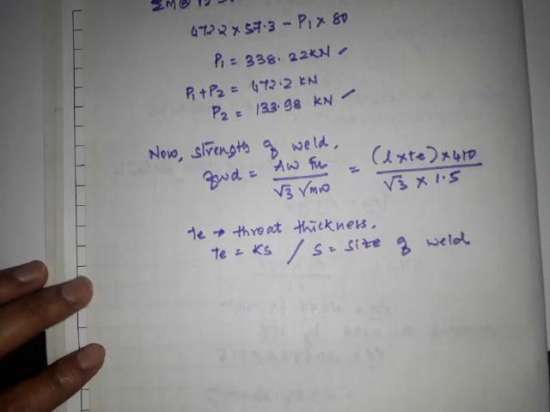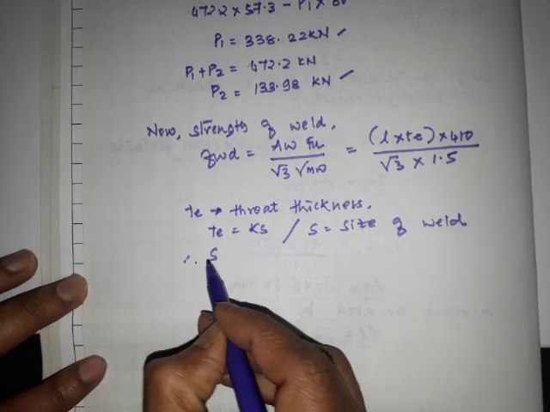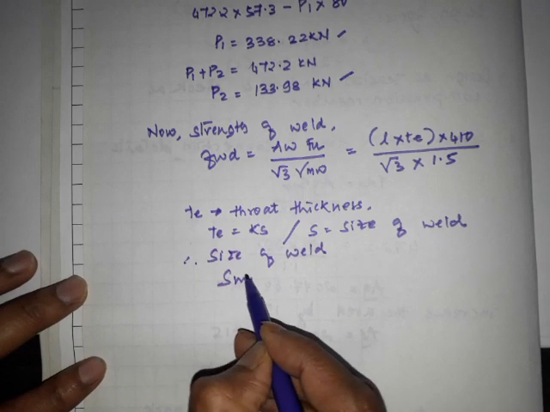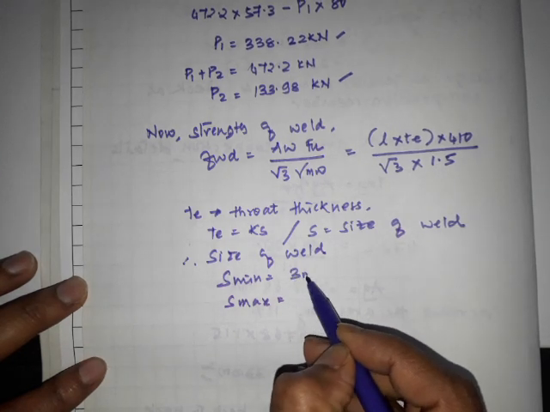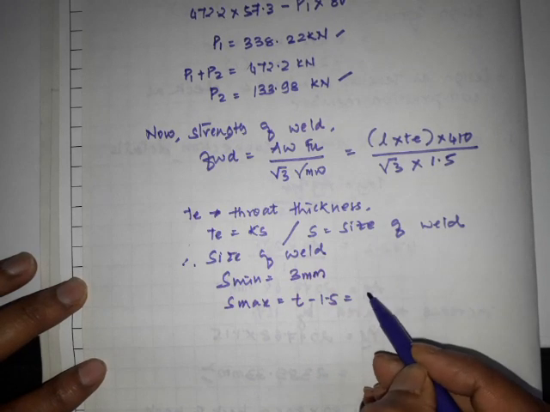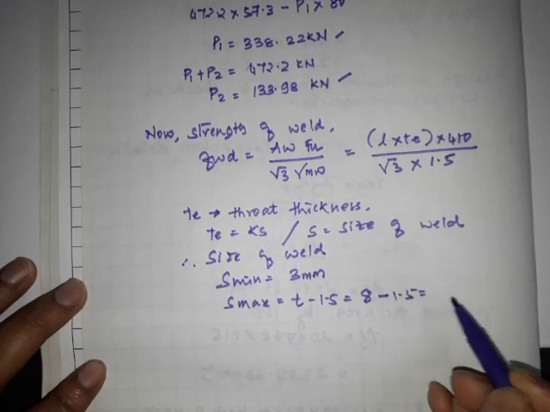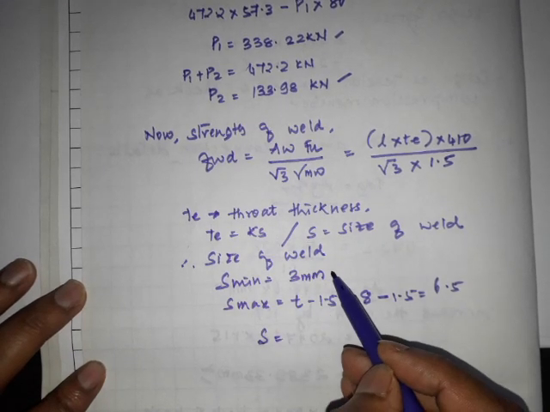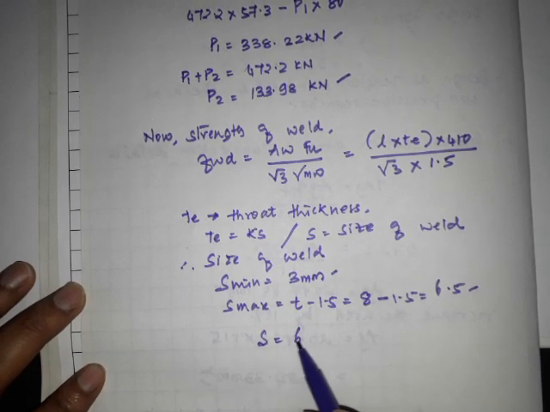So again by IS code, the size of weld has S minimum and S maximum. The minimum size of weld is 3 mm and the maximum size is T minus 1.5. T is 8 mm, the thickness of angle is 8 mm, so 8 minus 1.5, you will get here 6.5. So we have to choose S between these two, whether it should be 3 mm or maximum 6.5 mm. Okay, so we'll assume size equal to 6 mm.